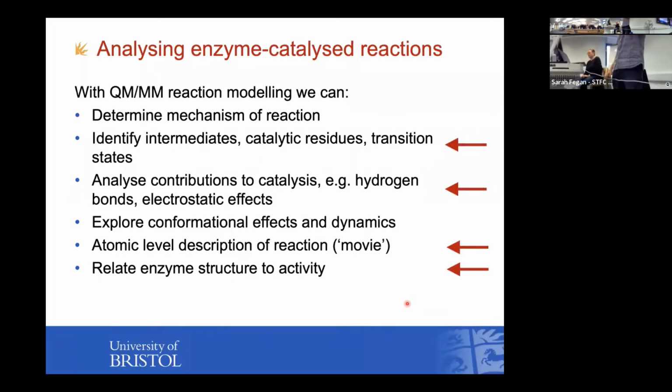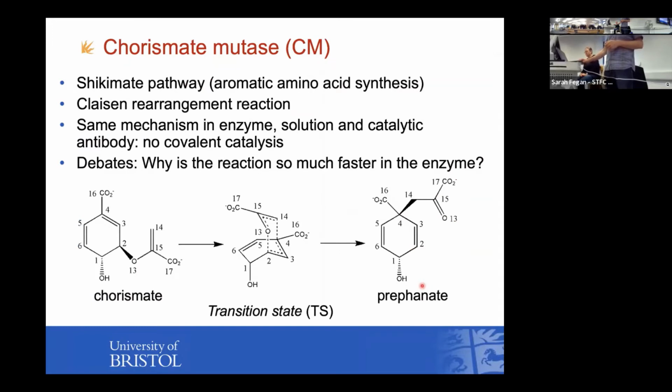So what we do in the tutorial today is where I've put arrows. So we will also analyze the contributions to catalysis in this case. And we will be looking at chorismate mutase, an enzyme important to make aromatic amino acids in bacteria and so on. We can't make it ourselves. That's why we need to get it from our food. If you're interested in chemistry, it's a Claisen rearrangement reaction.